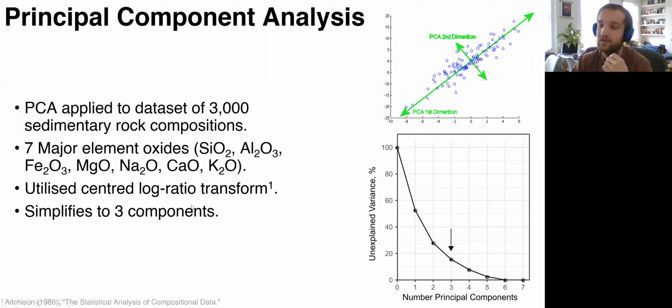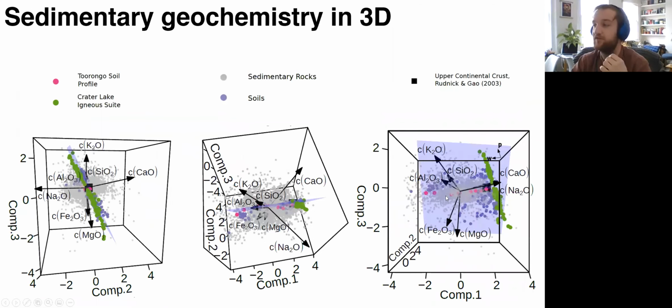We utilize a centered log ratio transformation as a standard for compositional data analysis. Once we perform principal component analysis, we find that if we extract the first 3 components, so a 3-dimensional space, we retain the vast majority of the variance, and we don't lose too much information. So we're pretty happy that we can describe sedimentary geochemical data just in terms of 3 dimensions. And that's what these figures show here.